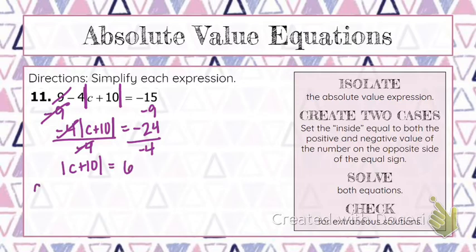So then we create two cases. c plus 10 equals 6. c plus 10 equals negative 6.